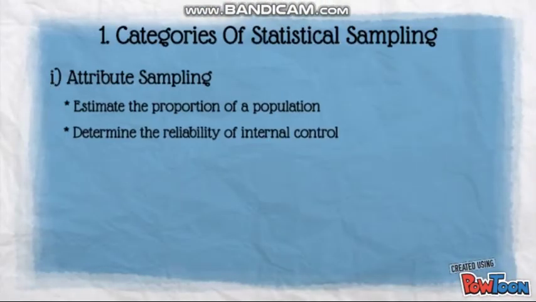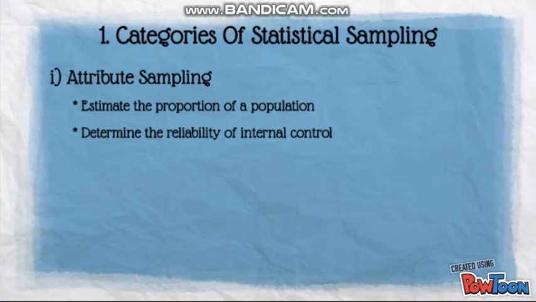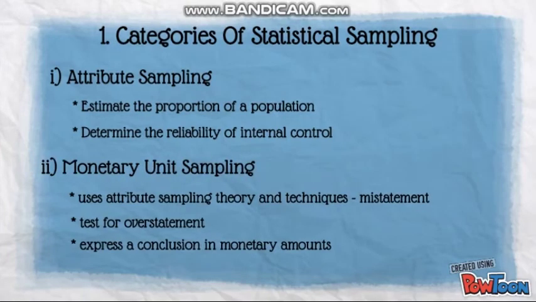Categories of statistical sampling. 1. Attribute sampling. First, it is used to estimate the proportion of a population that possesses a specified characteristic. Next, the most common use is for tests of control, such as when the auditor wants to determine the deviation rate for a control implemented in the accounting system or internal control structure. Last, this measurement of deviation rate determines whether the internal control can be relied upon to process accounting transactions properly and support the auditor's assessed level of control risk.